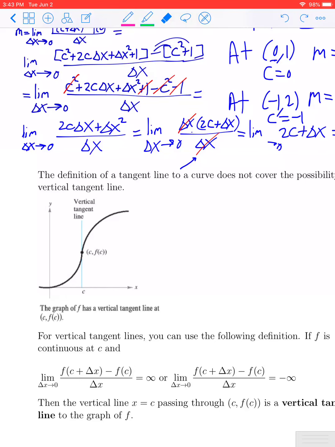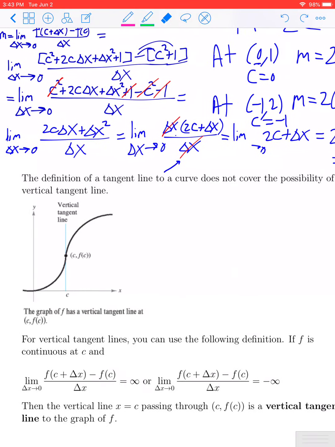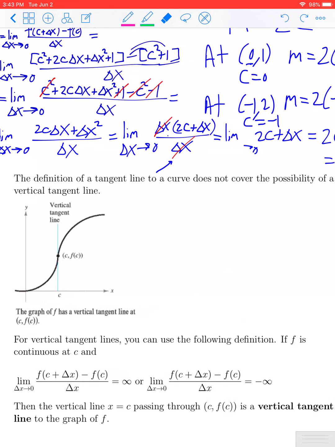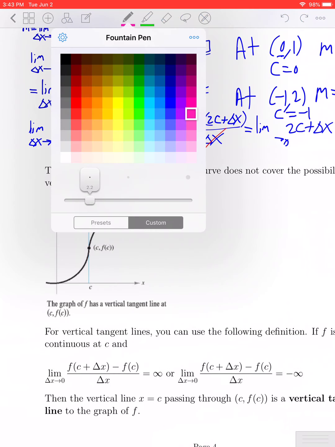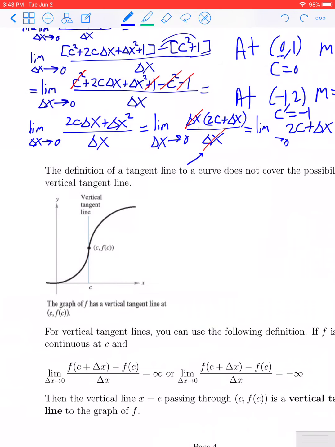One of the things that we want to be aware of is that the definition of a tangent line to a curve does not cover the possibility of a vertical tangent line. We remember probably from a pre-calculus or a college algebra course that the slope of a vertical line is undefined. And so we wouldn't actually get those types of slopes from the limit definition. It would actually be undefined, or the limit would not exist.